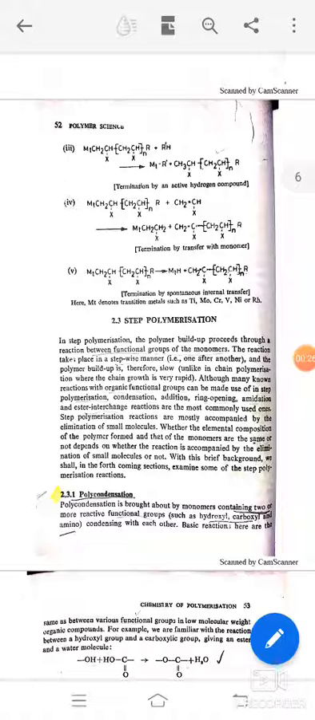In step polymerization, the polymer build-up proceeds through a reaction between functional groups of monomers. The reaction takes place in a stepwise manner, and the polymer build-up is therefore slow. Many known reactions with organic functional groups can be made use of in step polymerization. Examples like condensation, addition, ring opening, amidation, and ester interchange reactions are most commonly used. Step polymerization reactions are mostly accompanied by the elimination of a small molecule.